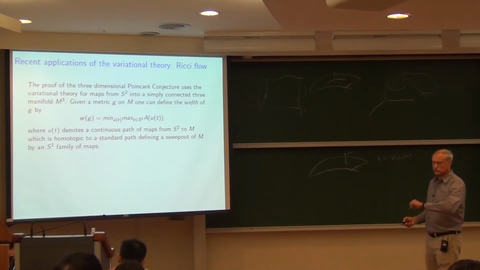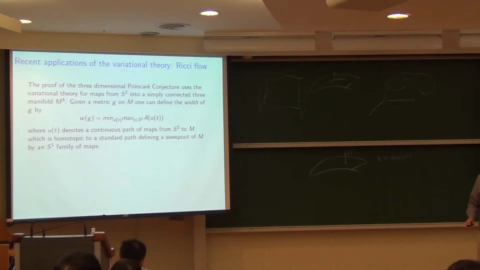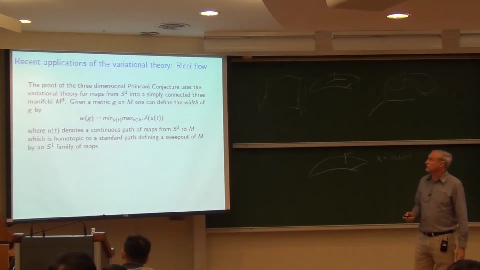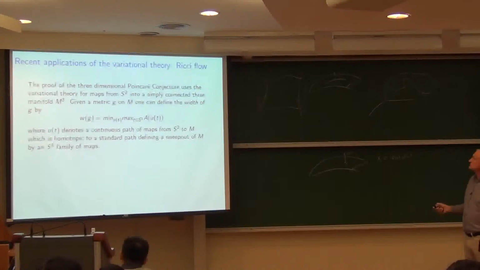Okay, and so now in this final part of the second part of my talk, I'm going to mention three fairly recent applications of the variational theory. So the first application is to Ricci flow, and it's part of the proof of the Poincaré conjecture. This uses min-max theory, but for maps of S2 into a 3-manifold.